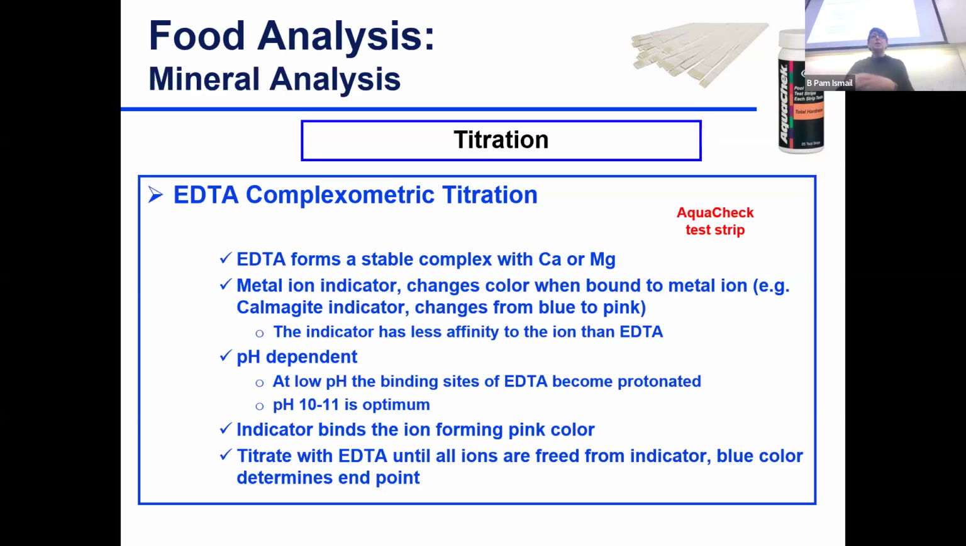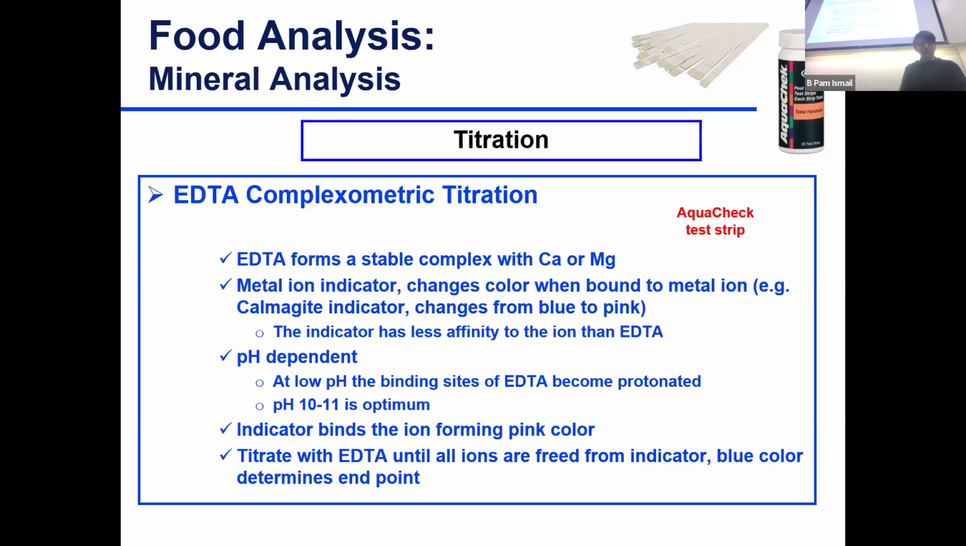Then you titrate with EDTA. The EDTA binds the ion more strongly than the indicator. So when you're titrating, the indicator is displaced and the calcium or magnesium will bind to the EDTA. And then you keep titrating until all of the metal in your water, calcium or magnesium, is now bound to EDTA. Then your indicator will change color back to blue.